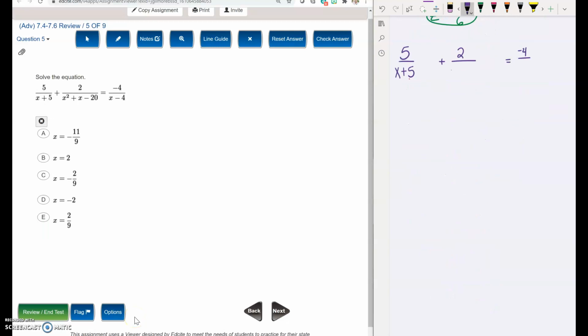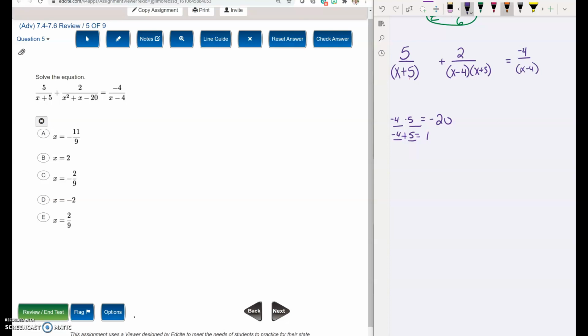The next problem, we have 5 over x plus 5 plus 2 over, I'll bet that we can factor that second denominator. So we're looking for two numbers that multiply to give us negative 20 and add up to 1. That would be negative 4 and positive 5. So that denominator factors into x minus 4, x plus 5, and equals negative 4 over x minus 4.